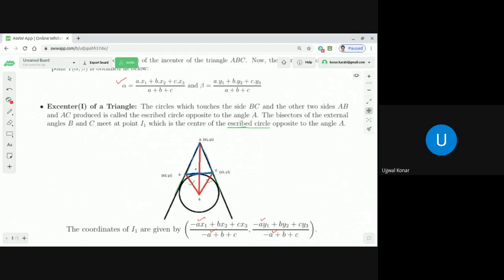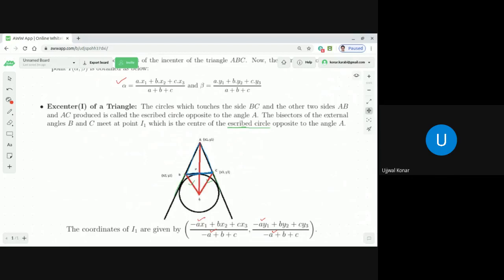The center of the circle has a property: it is the point of intersection of the two external bisectors of the triangle ABC, that is, the external bisector at point B and the external bisector at point C. They intersect at a point, and that point is known as the excenter of the circle we are discussing. So now how do we find it? There are three excenters, as we discussed.